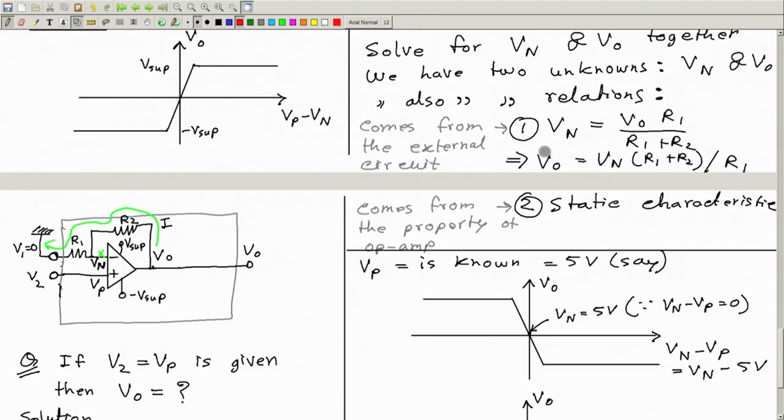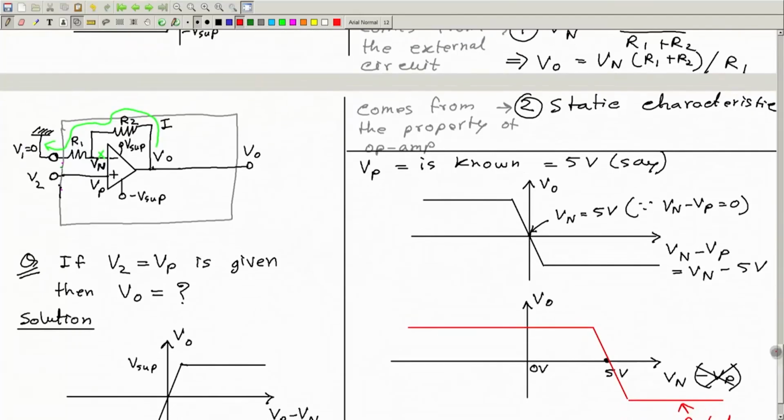And we have another relationship between Vn and Vo, which is here. Okay, so you observe Vo is Vn multiplied by some constant factor. Okay, so this is some constant factor 1 plus R2 by R1. So therefore we can draw this like a straight line passing through the origin. So let me draw this like this.